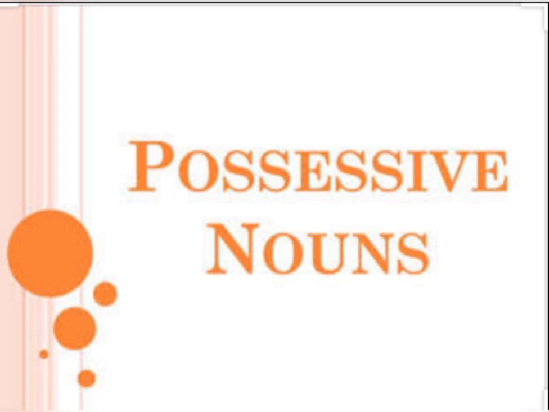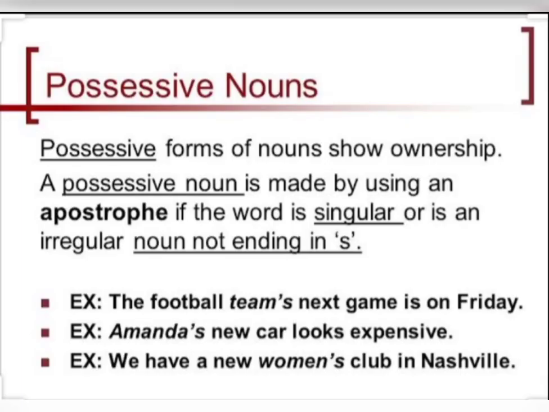Now let's learn about possessive nouns. Here we are going to learn what you mean by possessive nouns and what's the use of apostrophe. Possessive form of noun shows ownership. Ownership means possession of the thing or place. Second, a possessive noun is made by using an apostrophe if the word is singular or is an irregular noun not ending in s. We use an apostrophe to show the possession or ownership of the thing.